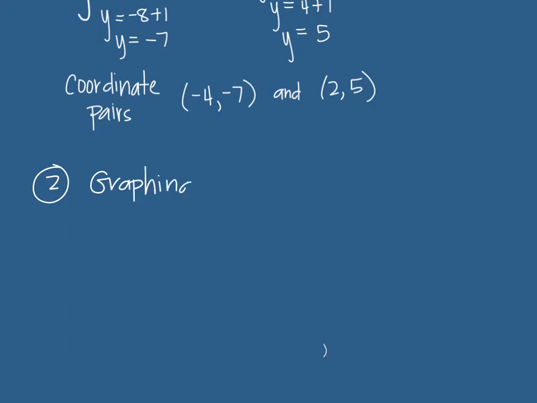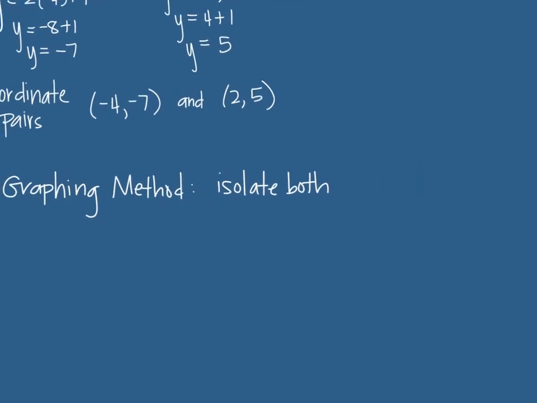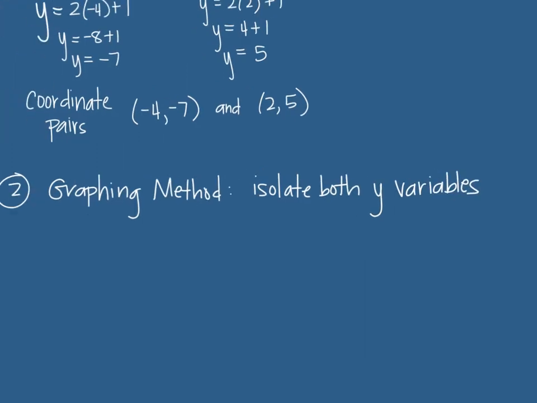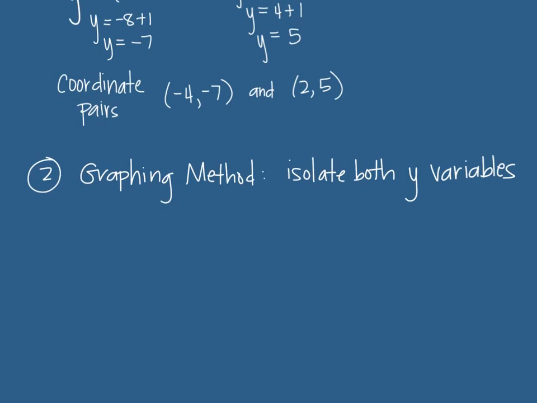In the graphing method, you don't just get one y alone, you get both of them. So we want to isolate both y variables. And once you've isolated both y variables, then you can use the graphing method. So here's your example number 2.